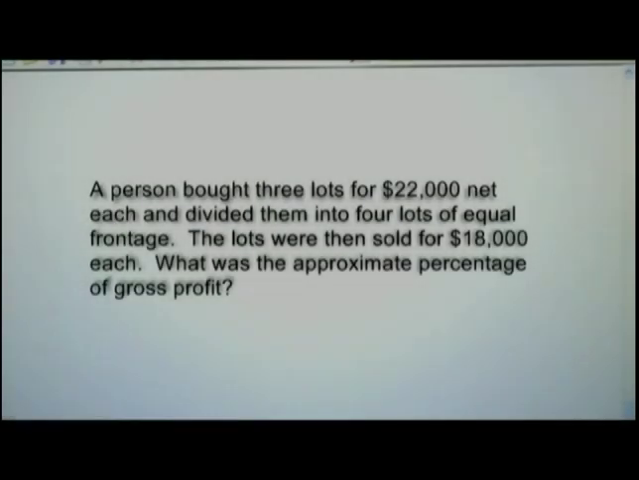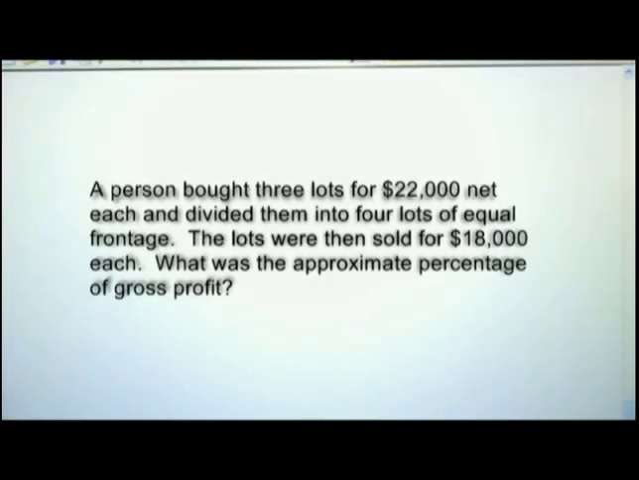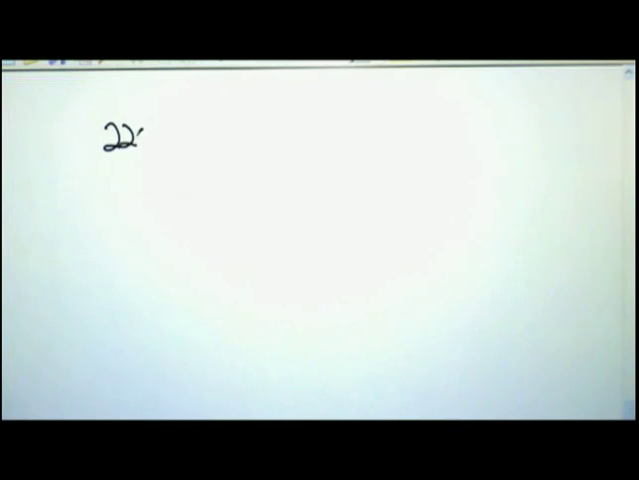Additional questions. A person bought 3 lots for $22,000 net each and divided them into 4 lots of equal frontage. The lots were then sold for $18,000 each. What was the approximate percentage of gross profit? In order to figure this out, I need to figure out how much profit was actually earned and then figure out what percentage it was of the purchase price. So I take my 3 lots, which cost $22,000, and I find their total price by multiplying 3 times 22,000, which means that the total purchase price was $66,000.